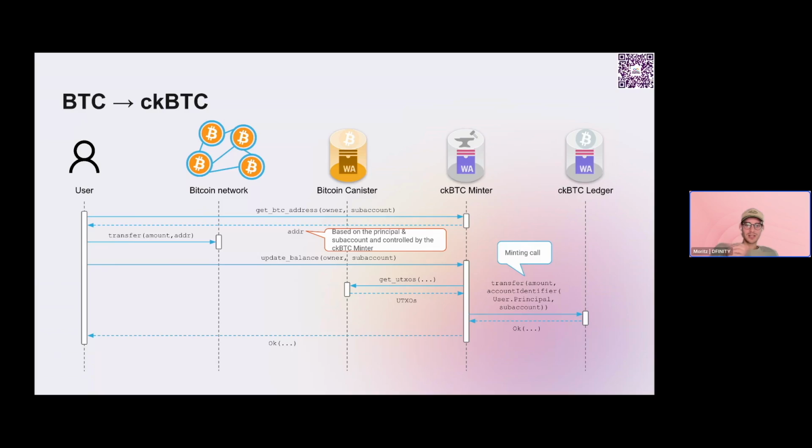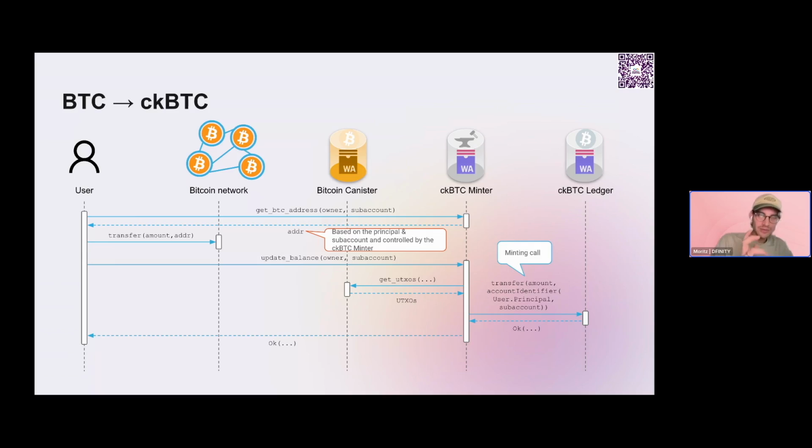And so you basically get back all the UTXOs that belong to this address, but the ckBTC minter does some filtering. So it filters out the UTXOs it has never seen before, does a KYT for them. This is not shown here, and then mints the same amount of ckBTC minus the KYT fee into the account of the user. And the account is basically derived from this owner sub account pair that the user provided when he called the getBTC address.